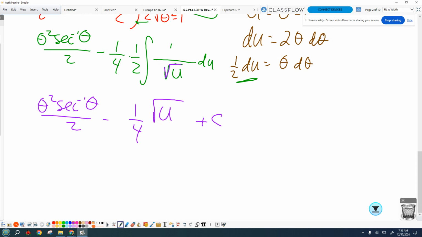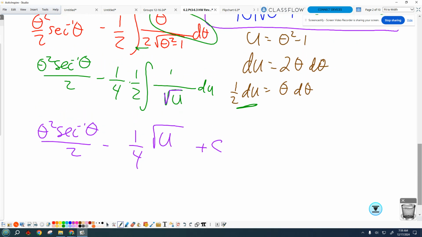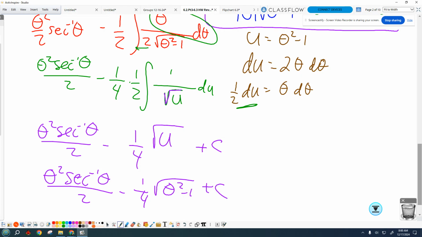But I need to remember in the first place what Cameron told me to use as the u value. So I get theta squared secant inverse over 2 minus 1/4 square root of theta squared minus 1 plus c.